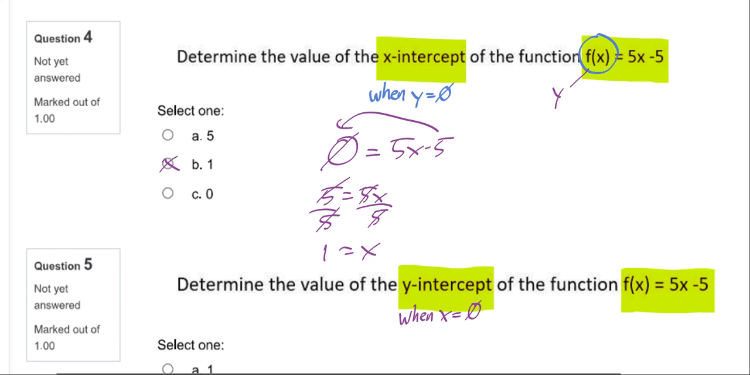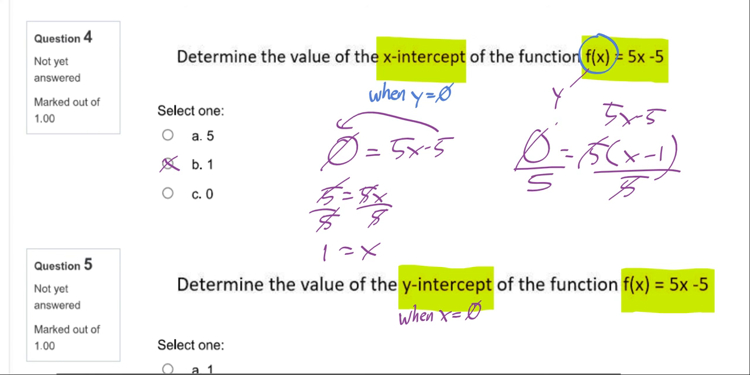Another way to do this, if we wanted, would be to factor 5x minus 5. It is a polynomial. So if we take 5x minus 5, we could say that that's 5 times x minus 1. So if I say my y is equal to 5 times x minus 1, and I know my y should be 0, then I can say, well, if I've got this, I want to solve for x. I'm going to divide both sides by 5. Cancel, cancel. 0 divided by anything is still 0.